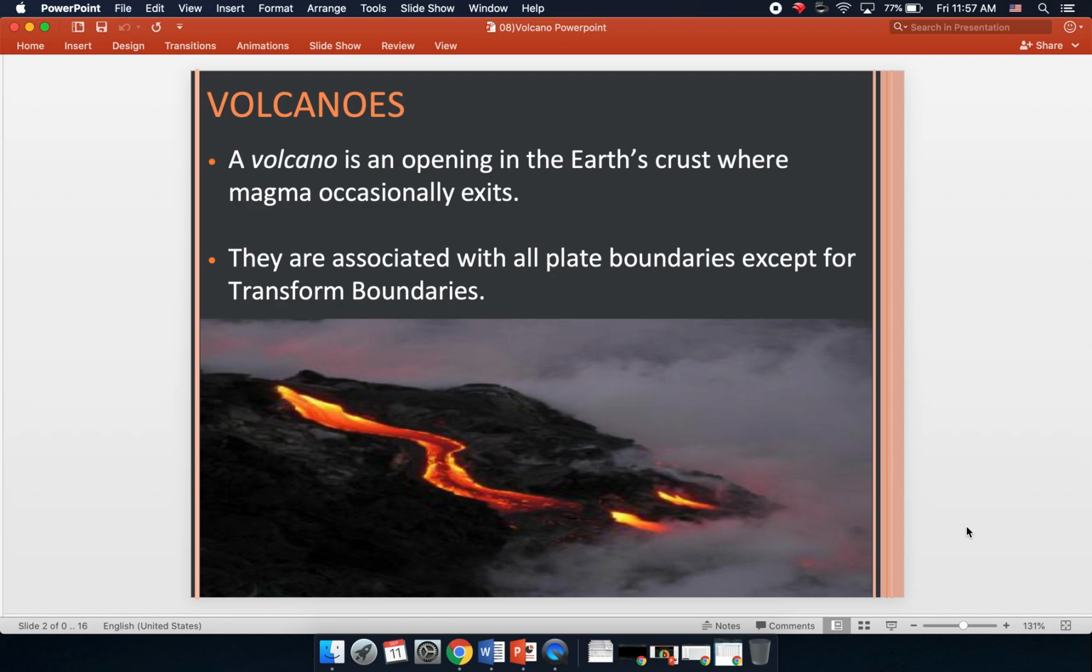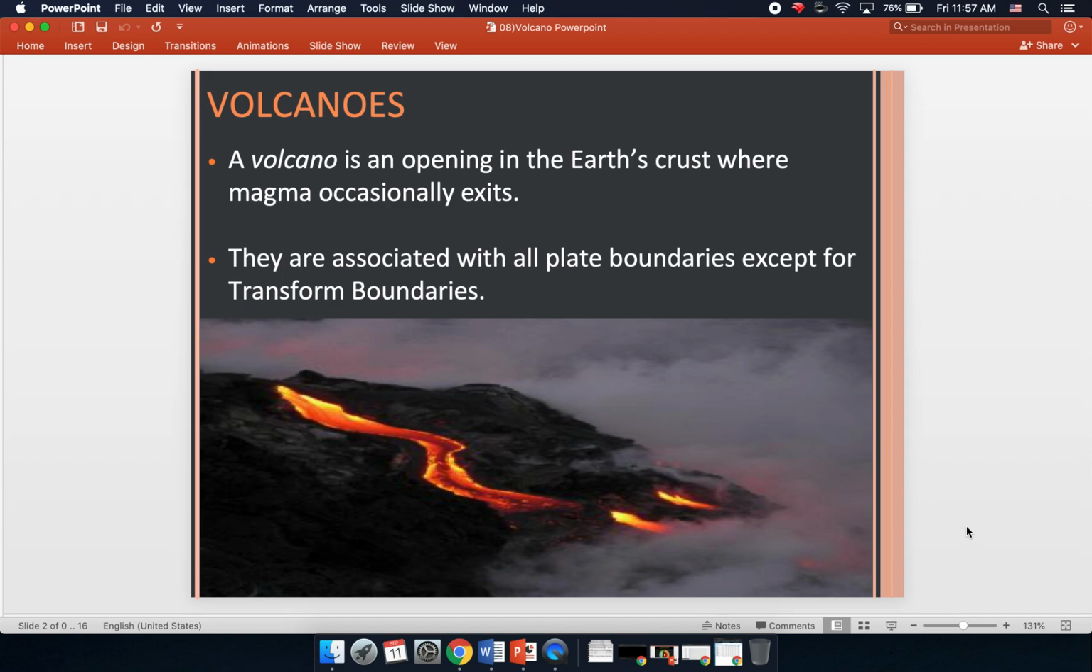This lesson is on volcanoes. Most often when we think of a volcano, we think of a large mountain spewing forth lava and smoke and erupting. But in reality, a volcano is any opening in the Earth's crust where magma occasionally exits. It doesn't have to be this large mountain.